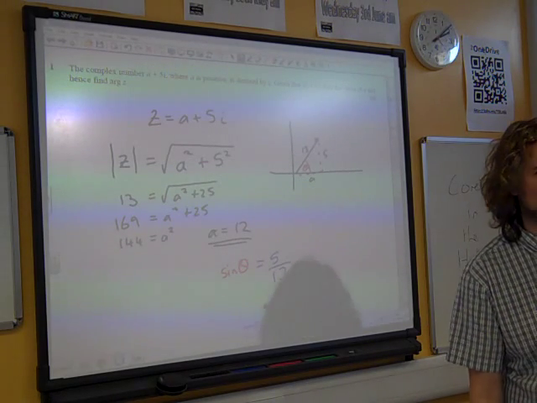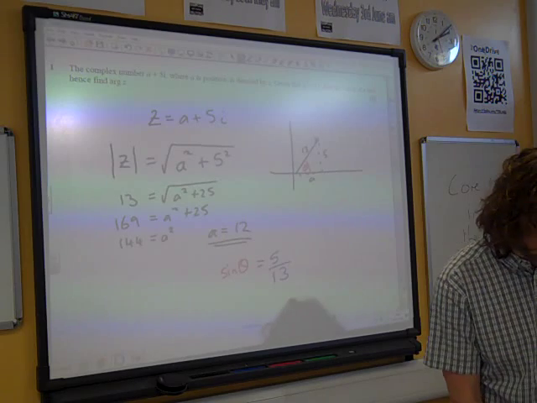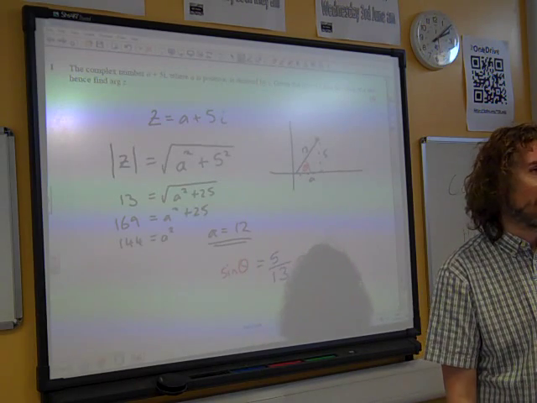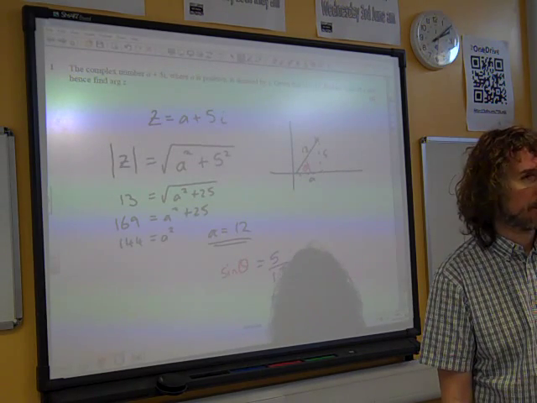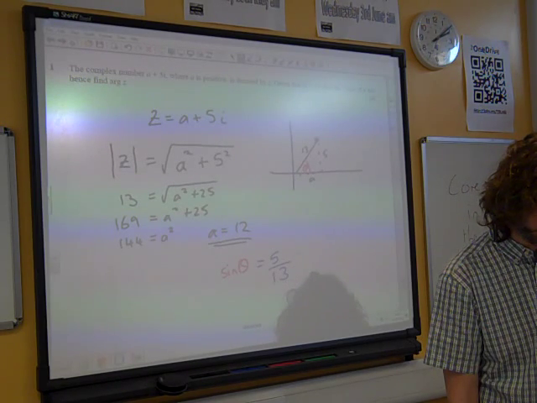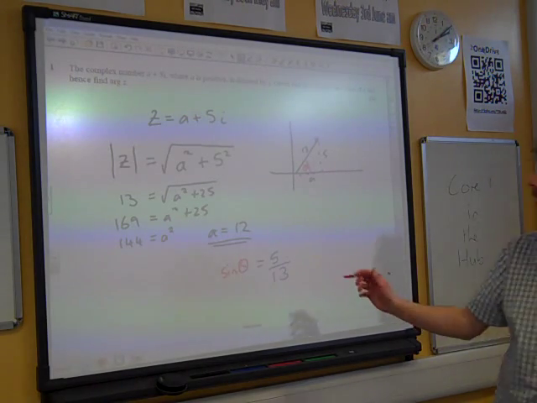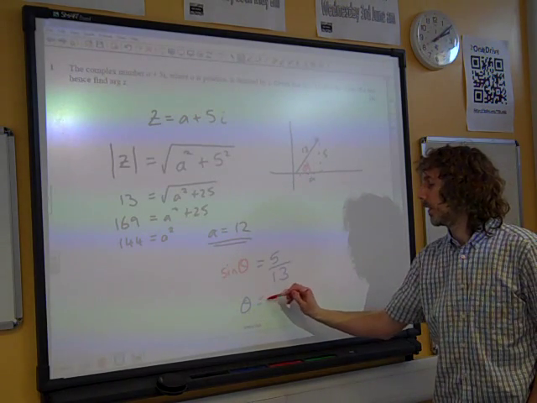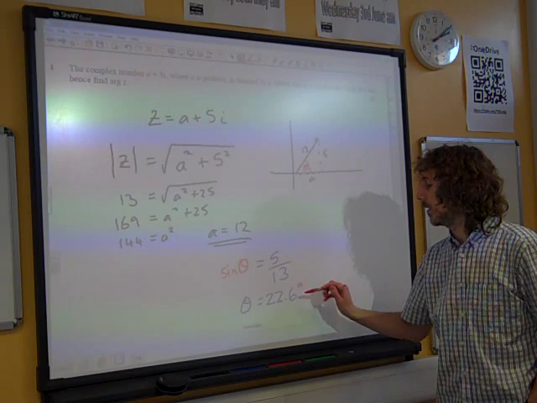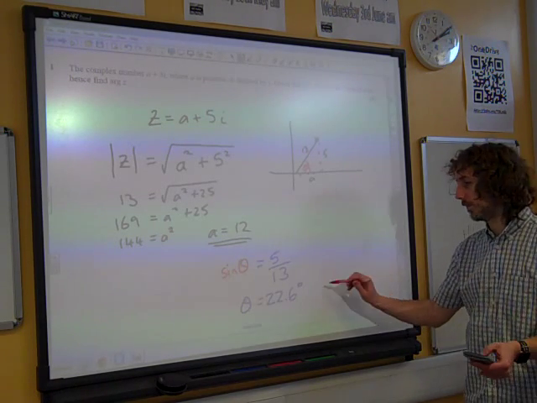Could somebody work that out, because I've not got a calculator? Yes. 22.6 degrees. Yeah, the radian one isn't nice, so doing it in degrees. Well, I mean, it's not very unnice. 0.395.